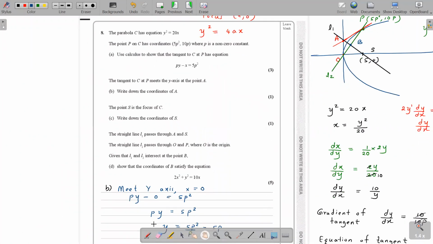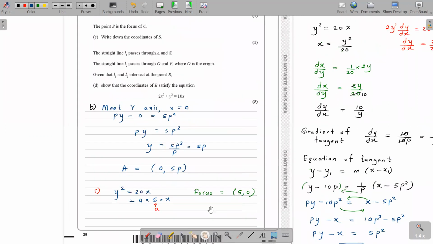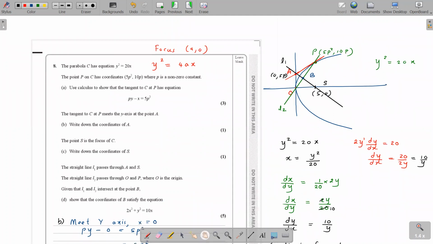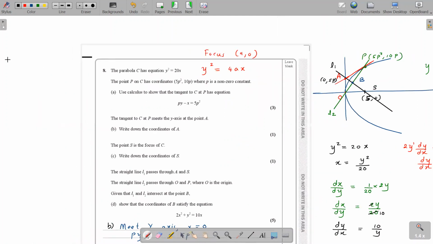The A coordinate was found, right? What was the A coordinate? A coordinate was (0, 5p). Okay, let's mark it here. A coordinate is (0, 5p). Okay, so I have the S coordinate was (5, 0), right? This is a 5. Okay, let's get the gradient of AS. This is part D. So what is the gradient of AS?